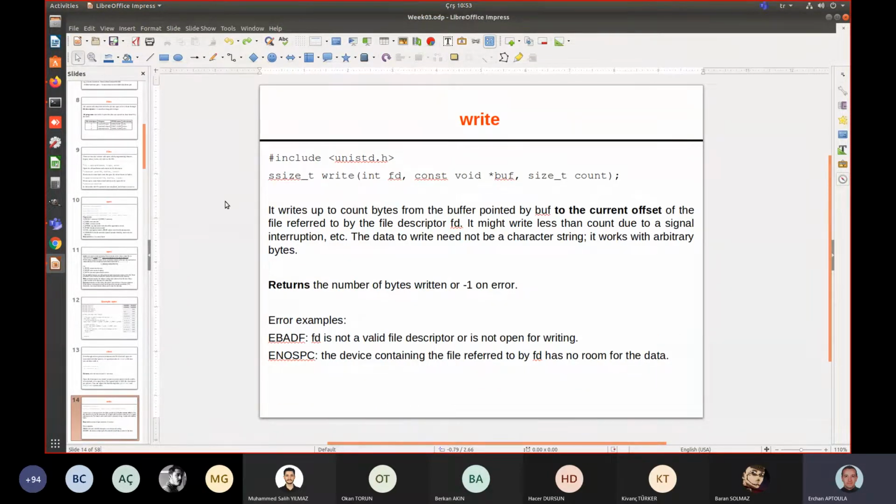Okay, the big boys, writing and reading. Now, the write system call has 3 parameters, as you can see. It is supposed to write to the file descriptor fd at most, en fazla, at most count bytes that are contained in the buffer buf. Now, as you will see from the function signature, the type of buf is a const void pointer, which means that it doesn't have to be a character array. It can be an array of anything. So there is no limitation.